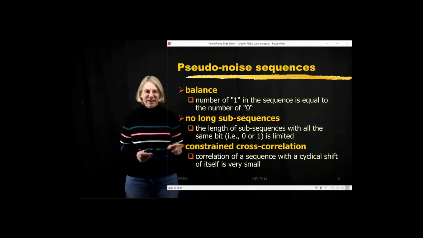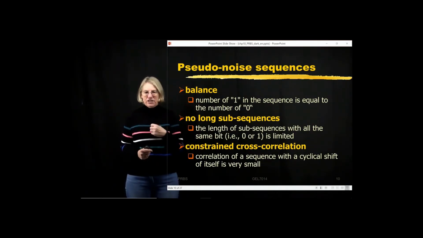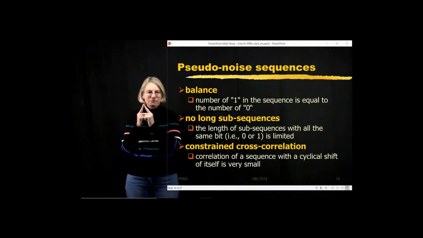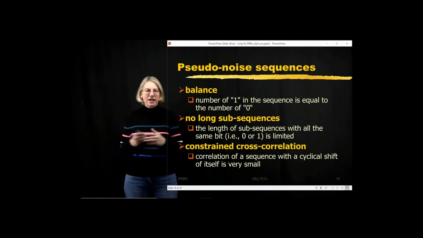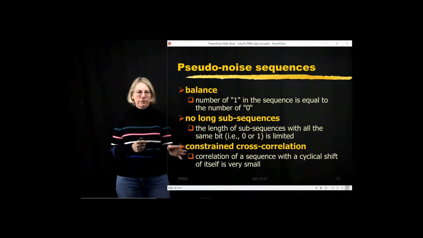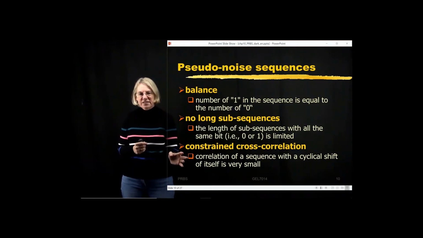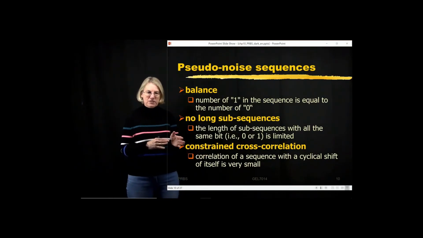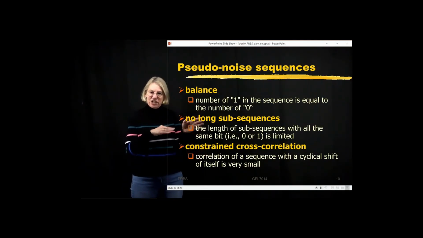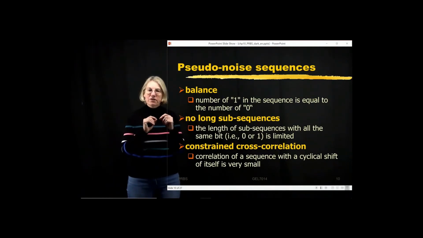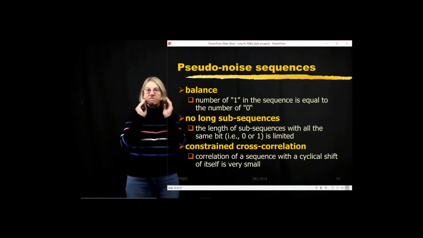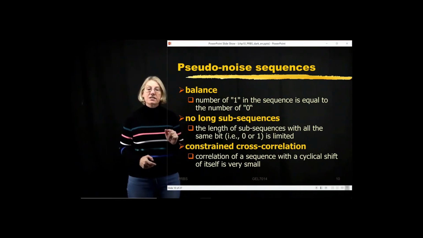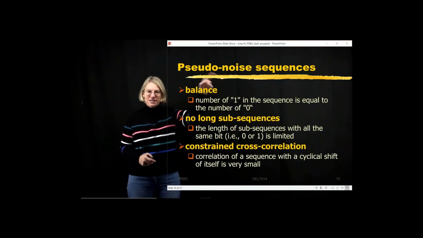The last criteria is what we call a constrained cross-correlation. I would like the cross-correlation to be as peaked as possible and very small when I'm not exactly synchronized. So this is where it becomes more obvious that we're looking at synchronization. What I mean when I say constrained is that the correlation of a sequence with a cyclical shift of itself should be very, very small. And when it's exactly lined up, very, very strong. And this is really when we're starting to see why we call it a pseudo-noise sequence.